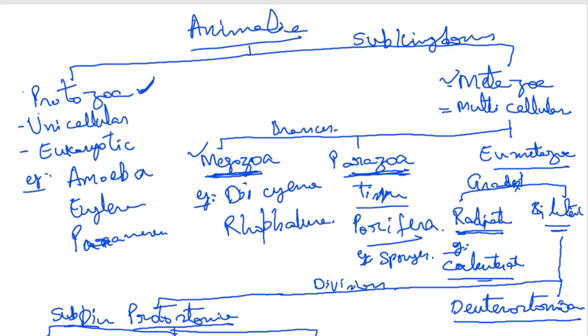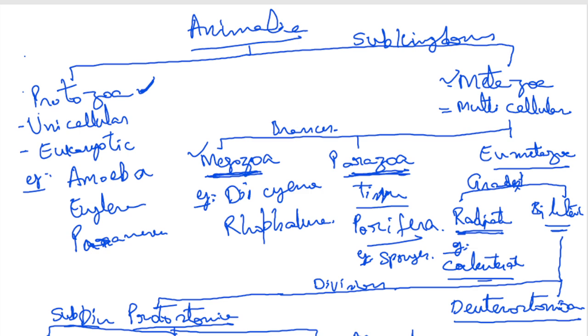Then the next one is Schizocoelomata. The Schizocoelomata contains three phyla: Annelida, Arthropoda, and Mollusca. These three have a coelom, but a different kind, a schizocoelom. So they are called Schizocoelomata, and these Schizocoelomata have three phyla: Annelida, Arthropoda, and Mollusca.